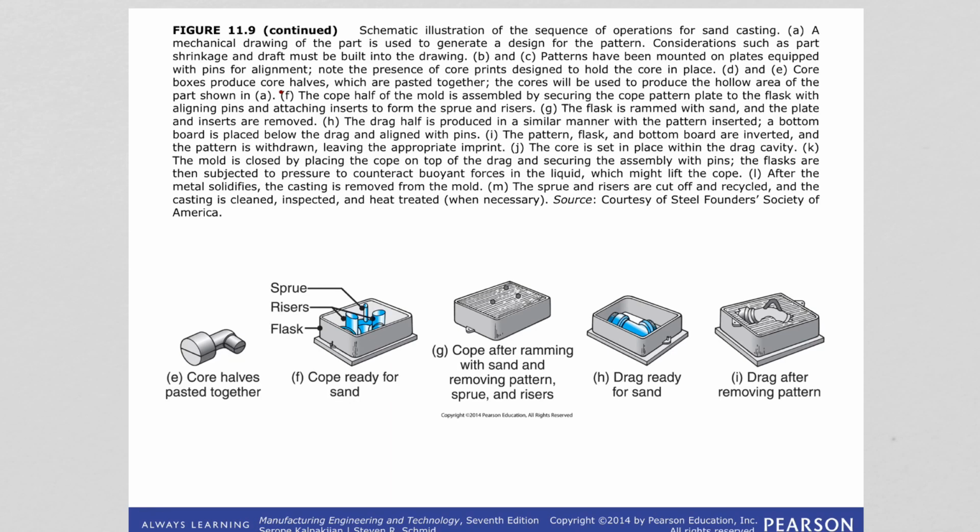The cope half of the mold is assembled by securing the cope pattern plate to the flask with aligning pins and attaching inserts to form the sprue and risers. So the flask is rammed with the sand and the plate and inserts are removed. The drag half is also produced in a similar manner.